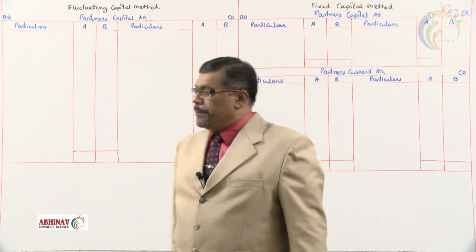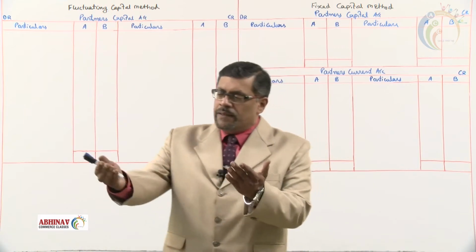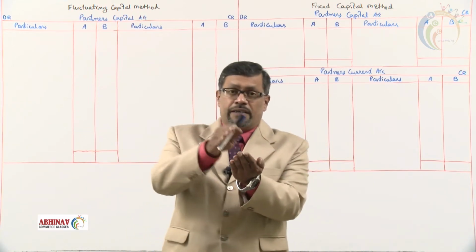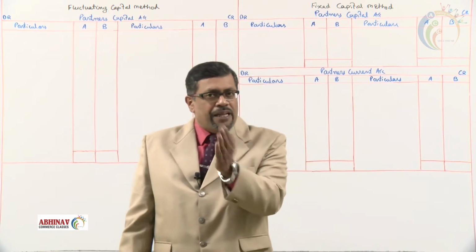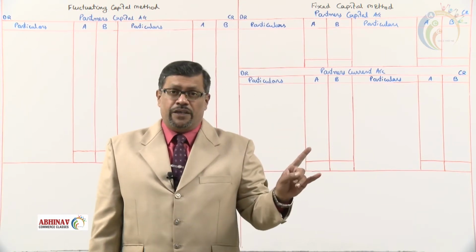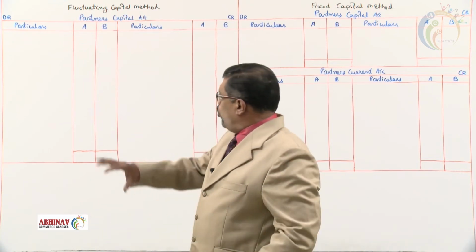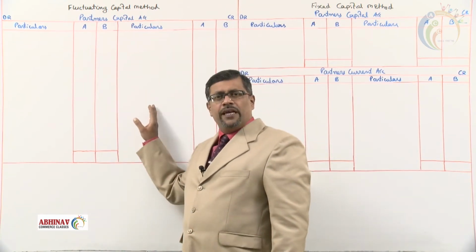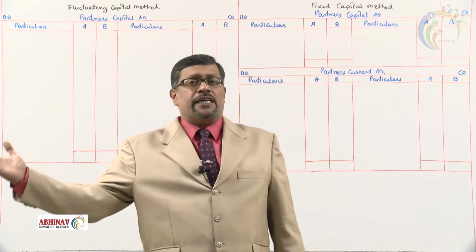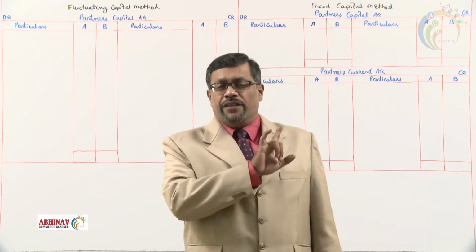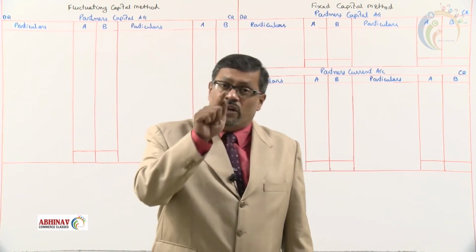Before we start with the problem, fluctuating method. Fluctuating means, now see, when the capitals are invested by the partners at the beginning, that capitals will not remain the same till the end of the year. They fluctuate because all the entries are taken in capital account only. Whatever the partners are receiving or whatever partners are paying to the firm, everything is recorded in capital account, and that is the reason capital will fluctuate.